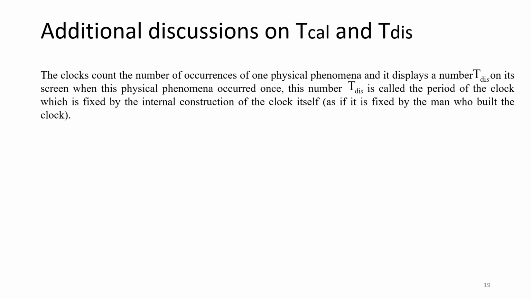The clock counts the number of occurrences of one physical phenomenon, and it displays a number T_DIS on its screen when this physical phenomenon occurred once. This number T_DIS is called the period of the clock, which is fixed by the internal construction of the clock itself.